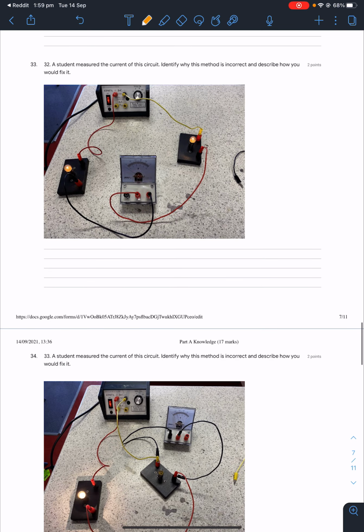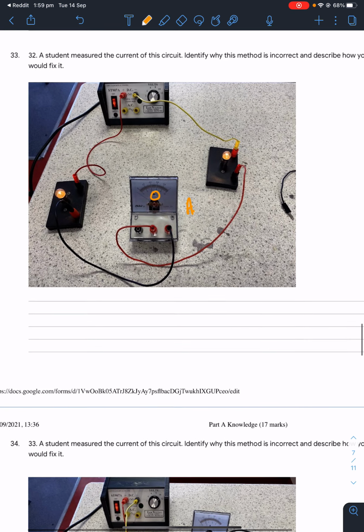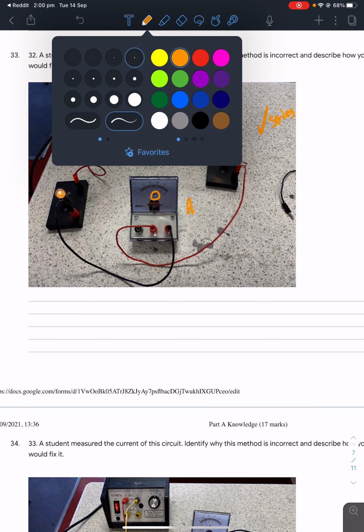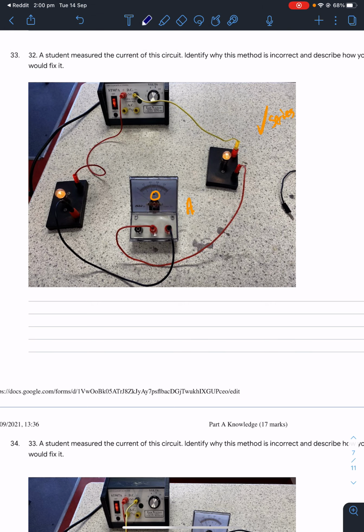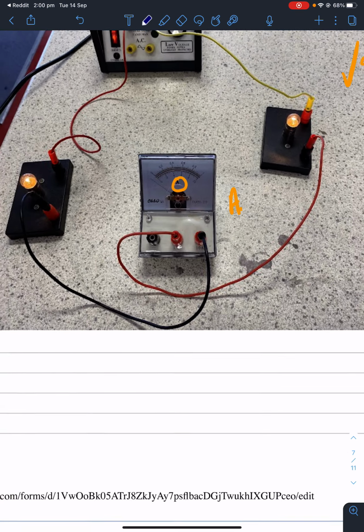Okay, this one here, if you zoom in, what have we got? We've got an ammeter. Okay, and the rule for connecting up an ammeter is that you connect it up in series. Is it in series? Yes. So it is in series. So that's good. In my horrible orange writing there. But have a look at the reading. It's negative there. Something's wrong.